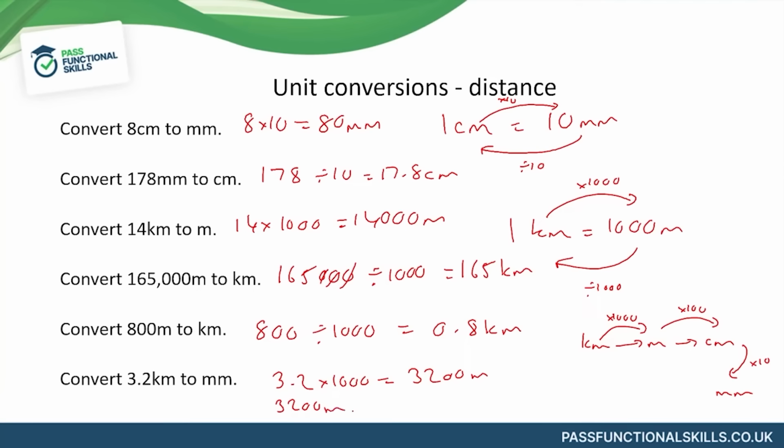3,200 metres multiplied by 100 is 320,000 centimetres. And if I just multiply 320,000 by 10, I get 3,200,000 millimetres. So for any conversions where you're not going directly from kilometres to metres or metres to centimetres, if you're going kilometres to centimetres, go via the metres first.